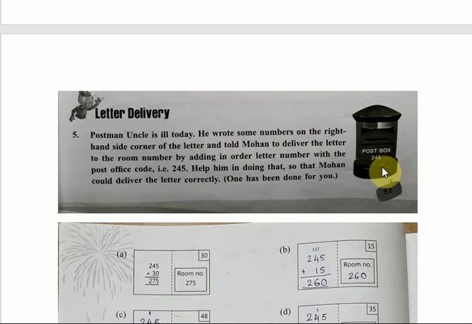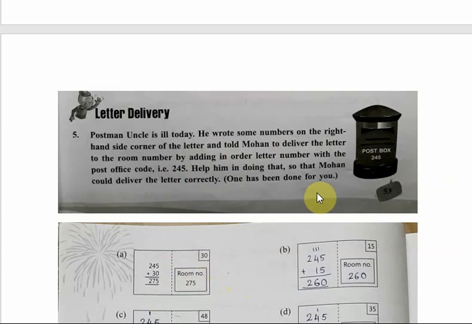That means we have to add 245 with the number given on the letter on the right hand top corner, so that after adding he will get a number as the answer. That answer is the room number. Okay, after adding 245 with the number on the letter, you will get an answer, and that answer is the room number. From that answer you can find out the room number to which the letter belongs, or to which that letter should be delivered.